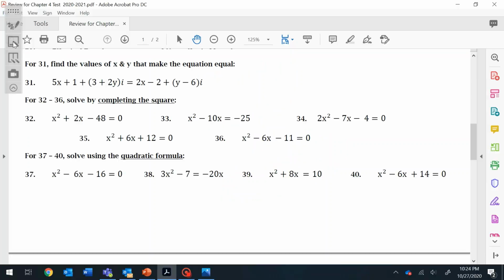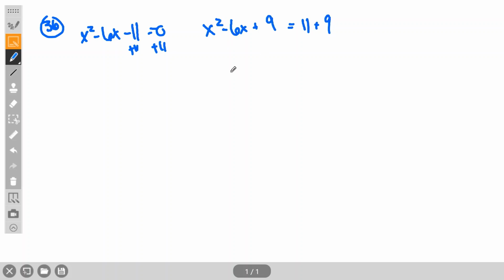36. x squared minus 6x minus 11 equals 0. So let's move the 11 first. So we get x squared minus 6x equals 11. We'll add to create a perfect square, which is 9. So the left is a perfect square, x minus 3 squared. The right side is 20.